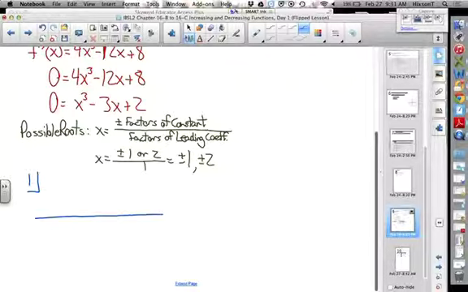Synthetic division. So I have a 1x cubed, 0x squared, a minus 3x, and a plus 2. And then for our synthetic division, we add down, and then we multiply over. We multiply whatever we get down here by what we're testing. Okay, so 1 times 1 is 1, 0 plus 1 is 1, 1 times 1 is 1, negative 3 plus 1 is negative 2, negative 2 times 1 is negative 2, and 2 minus 2 is 0.